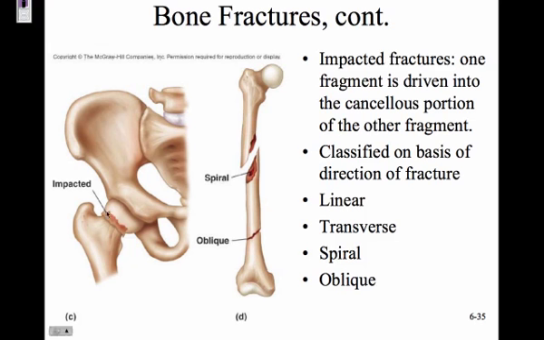And then there's also classification based on the direction. Linear would be along the line, parallel with the bone. Transverse would be perpendicular, straight across. Spiral would be if there was a twisting motion and it broke the bone. And oblique is any angle other than parallel or perpendicular.